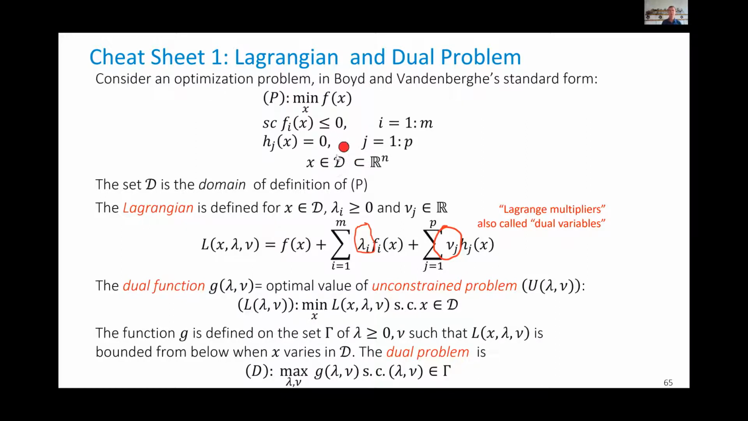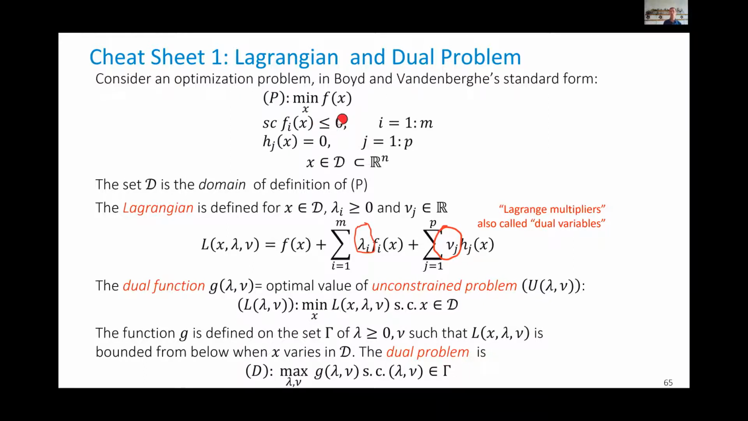The domain of definition now is called D. So those are all the constraints on x, right? Then, as you probably have already encountered, the Lagrangian is a function of x and additional variables, which are called the multipliers, where we take the constraints. So we add lambda i. For every constraint, we have one multiplier.